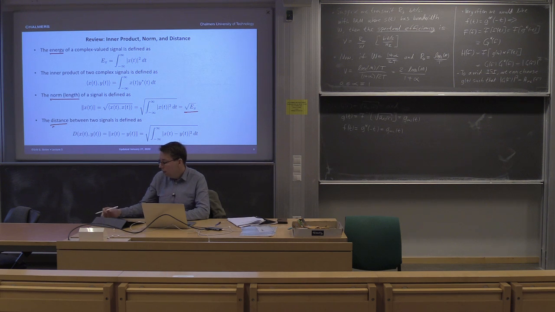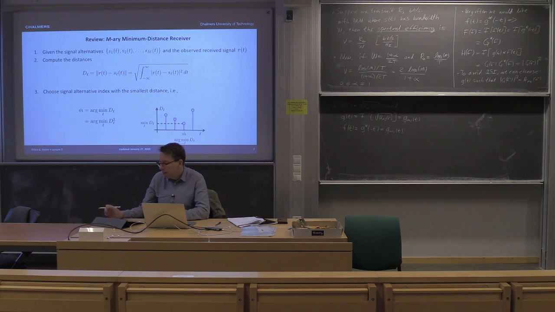No? Okay. So then we continue our review. The M-ary minimum distance receiver, what is that? Well, the receiver knows the possible signal alternatives. We have M of those, and the received signal. The first thing to do is to compute the distance between the received signal and the signal alternative l, and we do that for all l. So we compute this for l equals 1, 2, up to capital M.